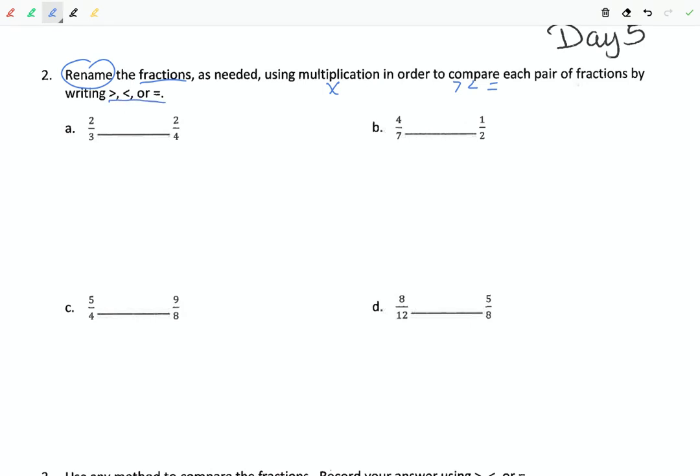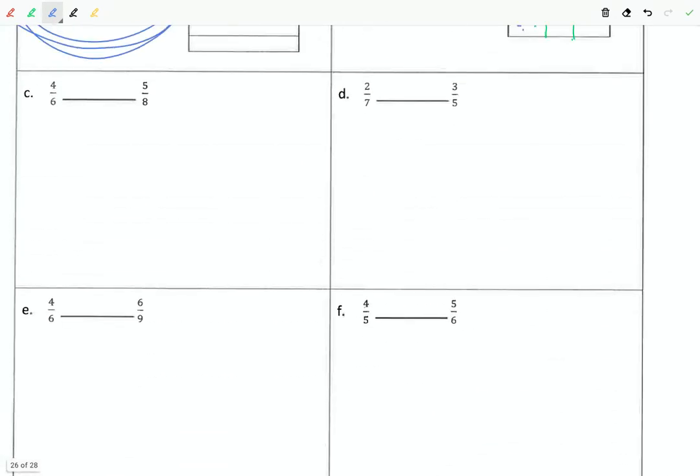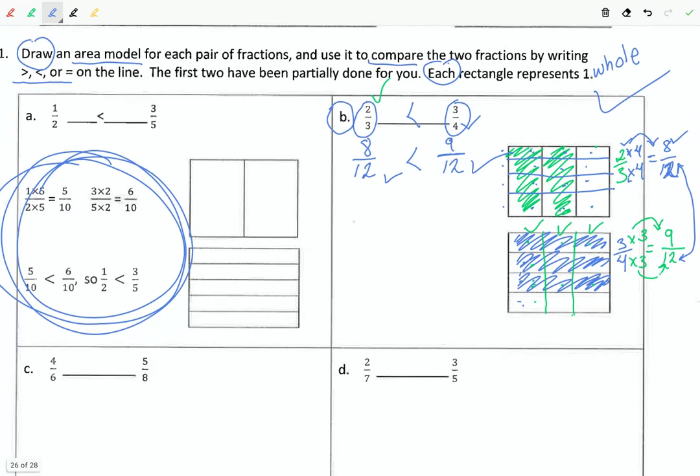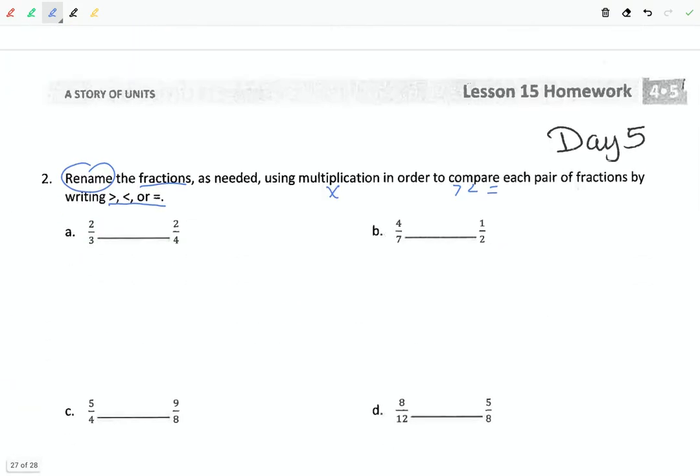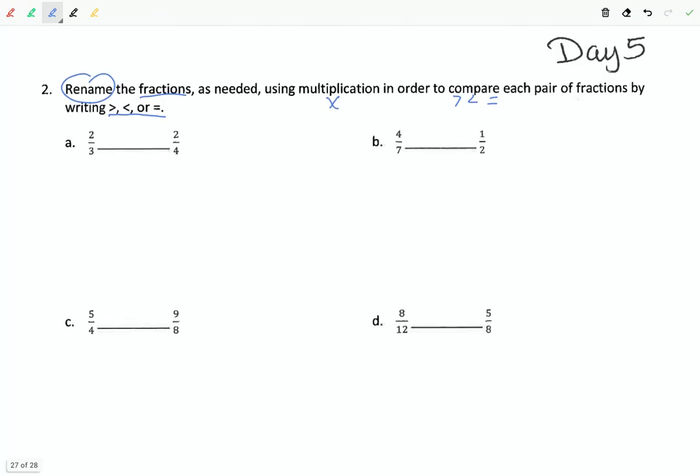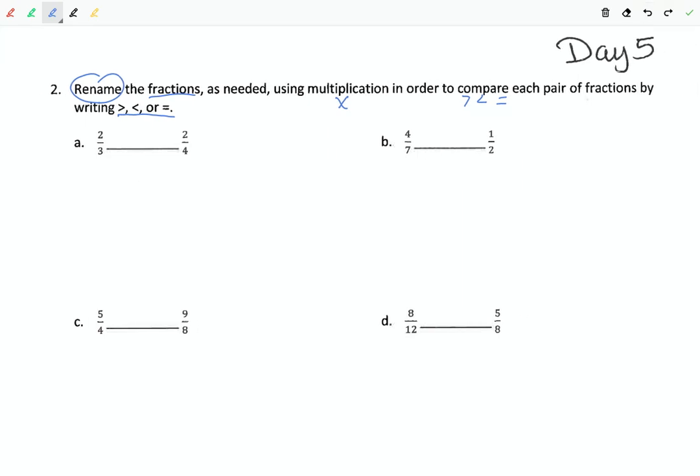So if you notice here, it doesn't tell us to use area models. Right here it said to draw. Number 2 doesn't say to draw any models. You may draw models if that's what works for you, if it helps you, but if not, you can simply do what we did in class, which was preparing the space here, and then bringing this one down here, 2/3, and then this one down here, 2/4, and then multiplying each one by the opposite denominator.